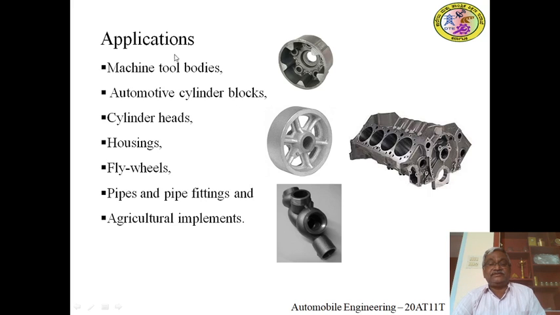As for applications, grey cast iron is used in making various machine parts such as machine tool bodies, automotive cylinder blocks, cylinder heads, flywheels, pipe fittings and housings.